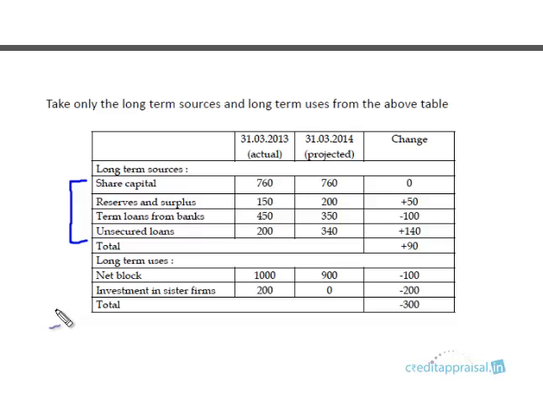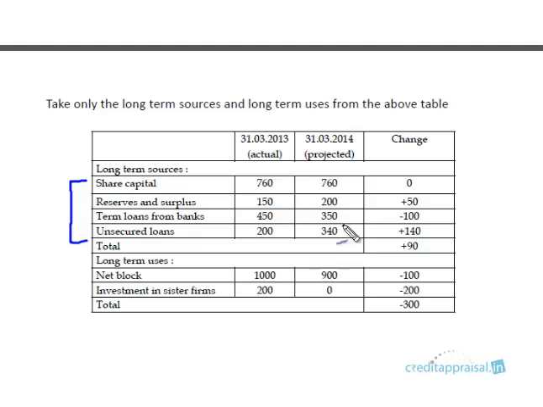This again we discussed earlier, right? Your share capital is long-term in nature, right? Bank term loans, not CC, okay? Term loans are long-term in nature. Unsecured loans are long-term in nature. So any source of funds which the company doesn't have an obligation to pay within the next 1 year is a long-term source. So you write down all the long-term sources, okay?